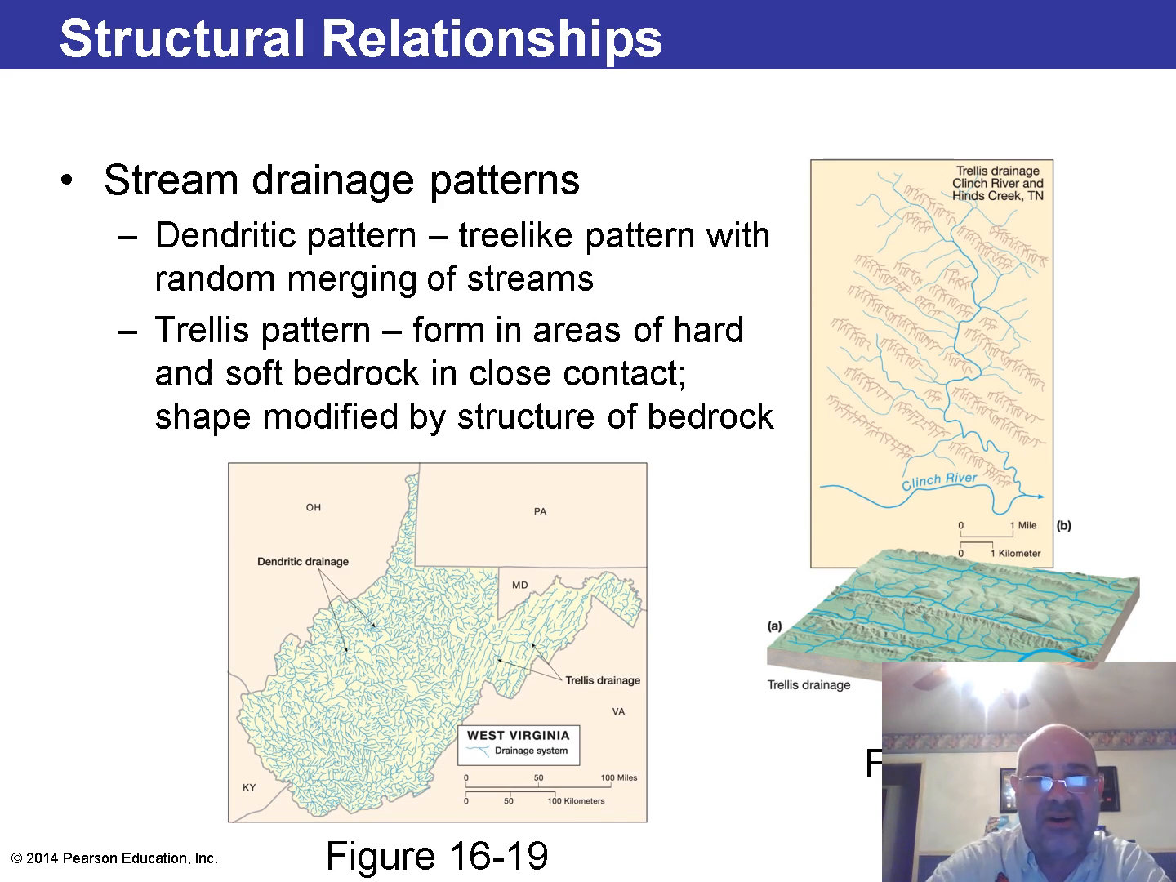Stream drainage patterns: dendritic pattern is a tree-like pattern with a random merging of streams. That's what we mainly see in Oklahoma, dendritic, okay? All of them kind of coming in. Trellis pattern forms in areas of hard and soft bedrock in close contact, with the shape modified by the structure of the bedrock.